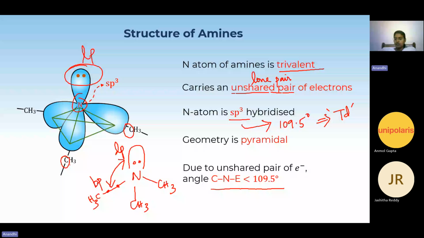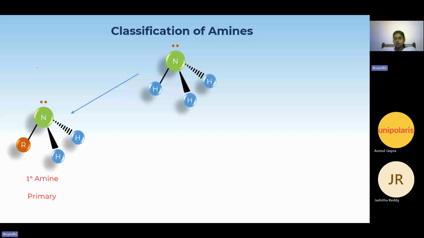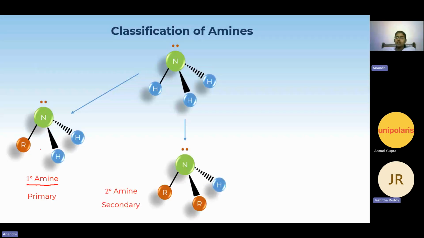Coming to the classification. The formula for ammonia is NH3, and if I replace one of the hydrogens by an alkyl group, denoted as R, I get RNH2. If the formula is RNH2, it is called a primary amine, or 1 degree amine. If two hydrogens are replaced by alkyl groups, it is called secondary. If all three are replaced by alkyl groups, what could be the name of that amine? Can you guess the name?